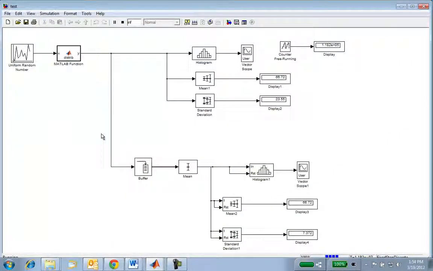So let's have a look at the underlying results, and we can see that the mean value is about 66, which is kind of what we would expect, and again the same relationship holds between the standard deviation and the standard deviation of the mean. In other words, the standard deviation of the mean, in this case about 7.4, is equal to the standard deviation of the underlying distribution, which in this case is 23.5, divided by the square root of the number of samples, which is 10 in this case. So 7.3 equals 23.5 divided by square root 10, which is correct.